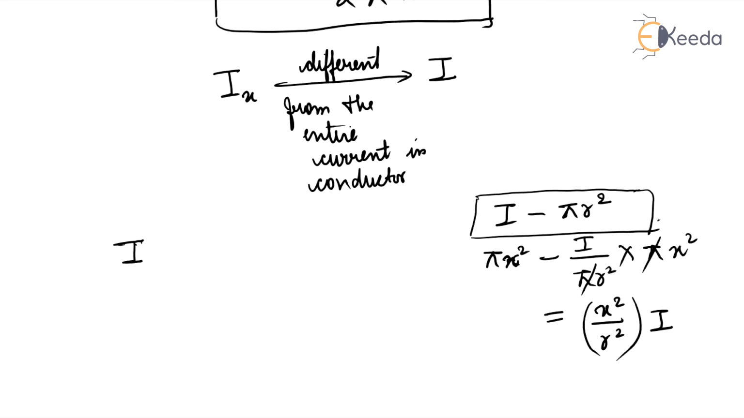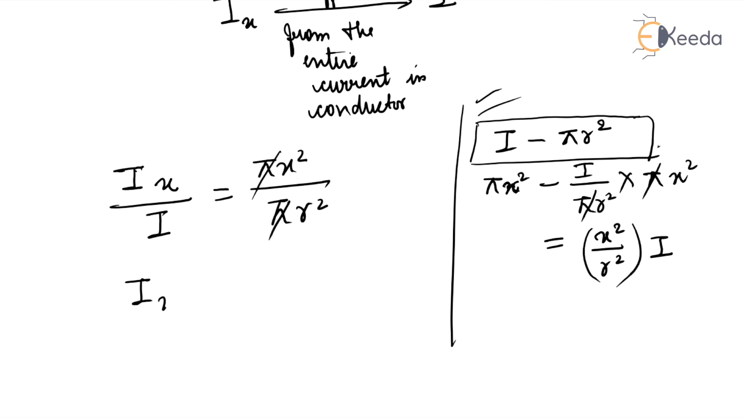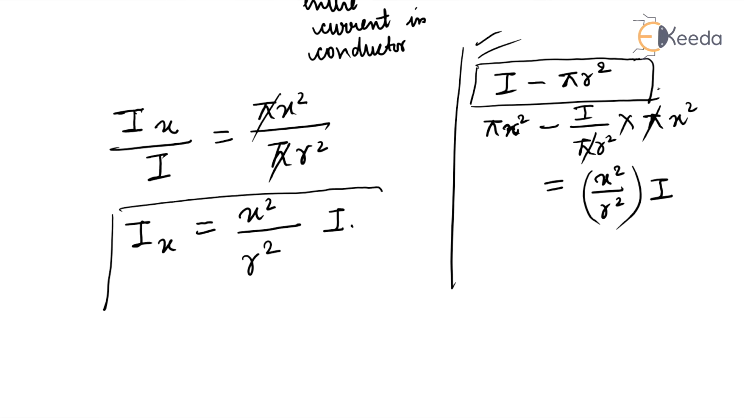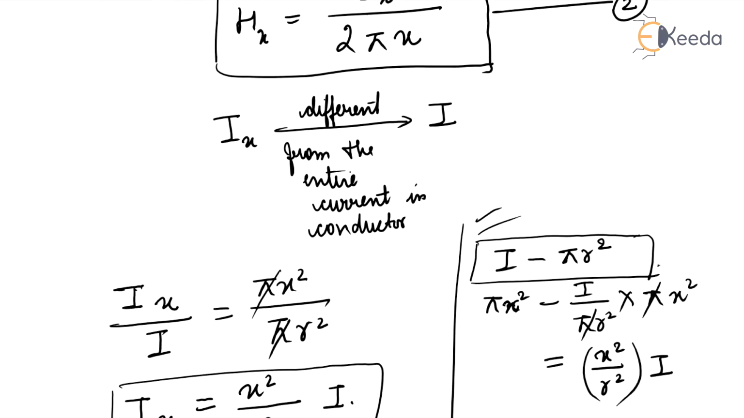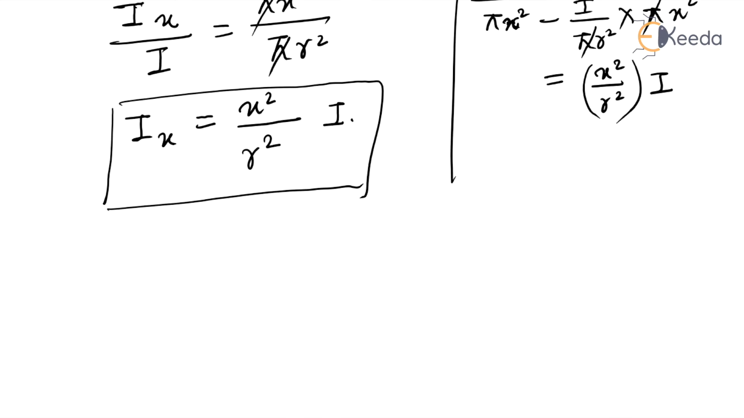Means we can write Ix upon I is equal to pi x square upon pi r square. This cancels out. So I already told you here, Ix is equal to x square upon r square into I. So substitute Ix in equation number 2. Hx is equal to Ix upon 2 pi x.